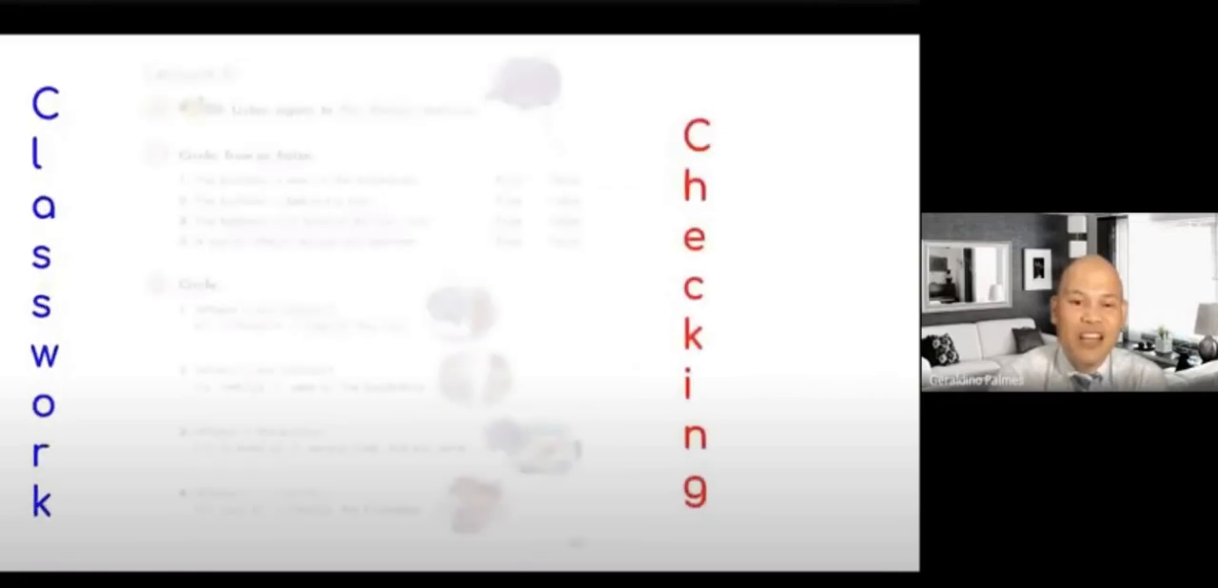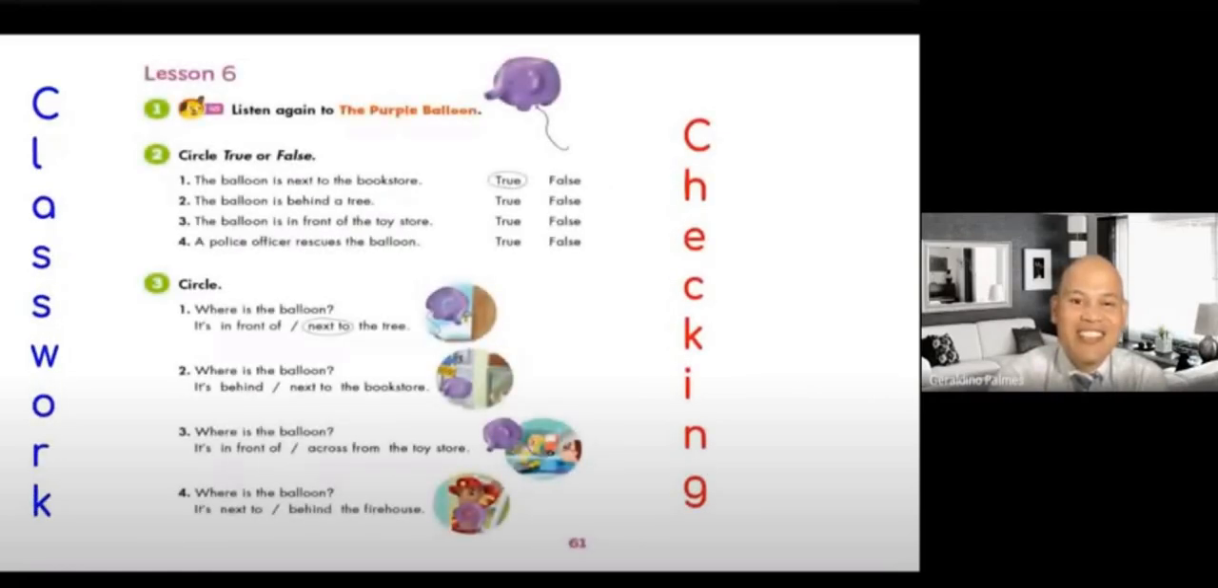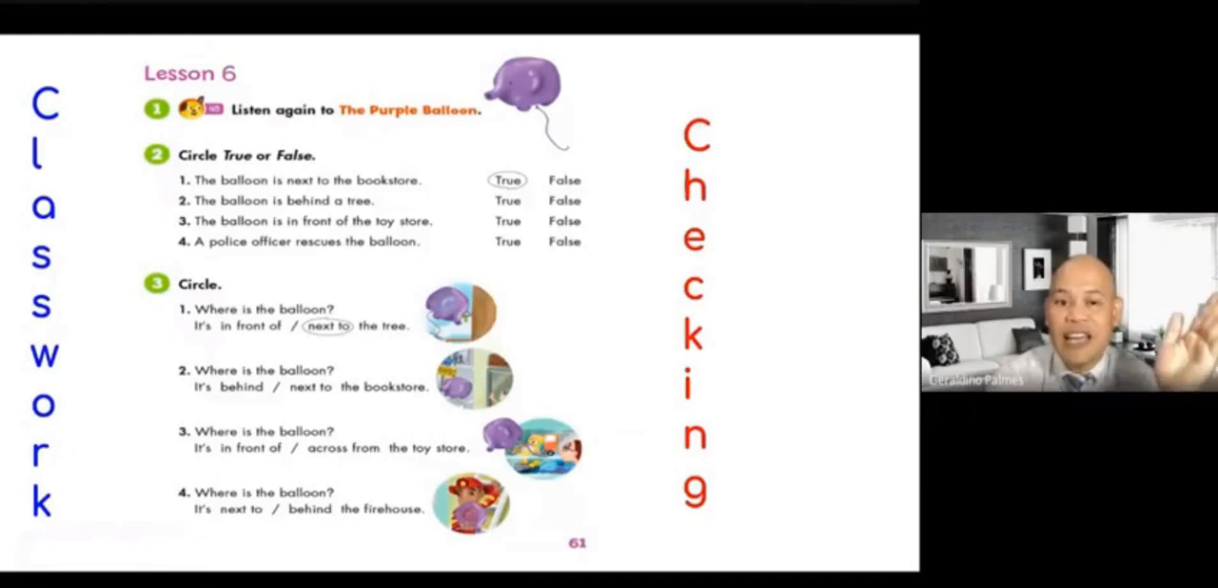Now, lesson number 6, the reading part. You know already the reading part, right? The reading part is talking about the balloons. There are 4 places that the balloon went. First one, we know it went to next to the tree. After that, next to the bookstore, in front of the toy store, and behind the firehouse.